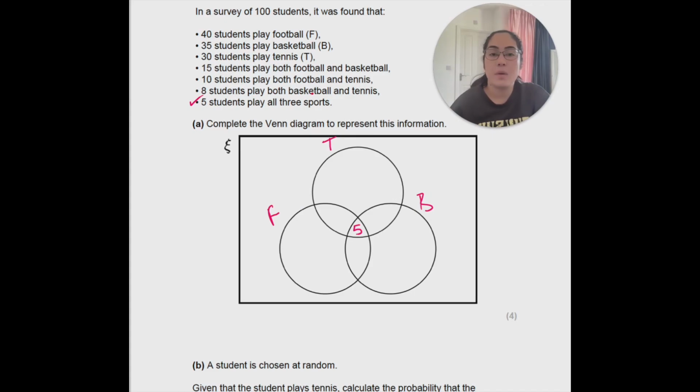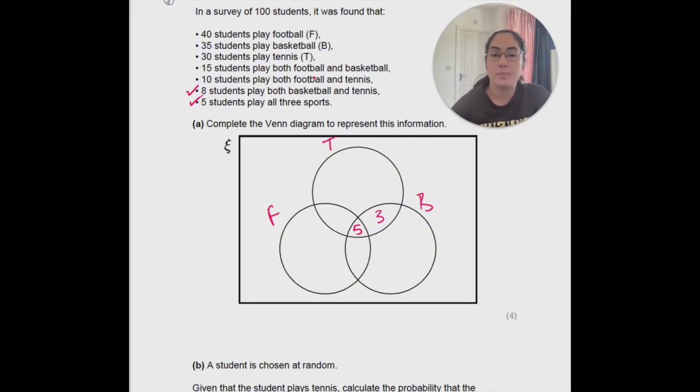8 students play both basketball and tennis. So that will be here. However, that would mean this region in the middle, in between those 2. So if 5 students played all 3 sports, that would be included in the 8 students. So we would subtract the 5 away from the 8, and that would be 3 students there, right? Hope that makes sense. That's the way to do it. And then we just keep working our way up.